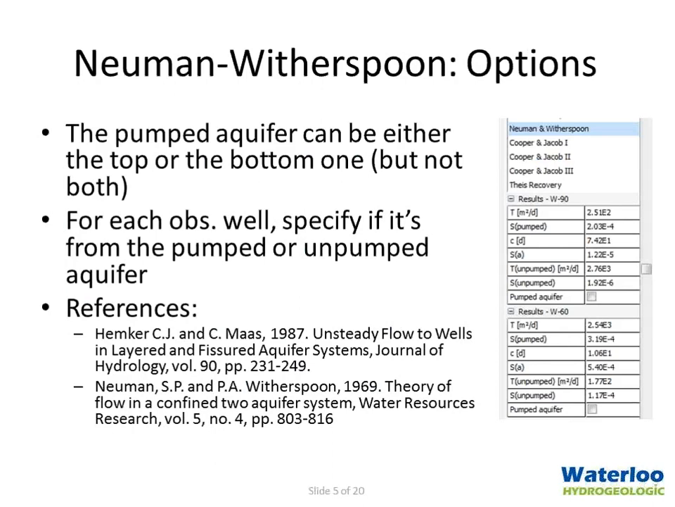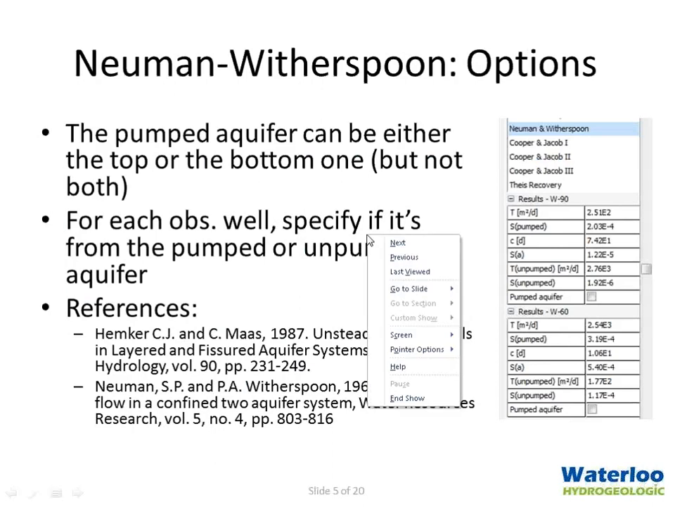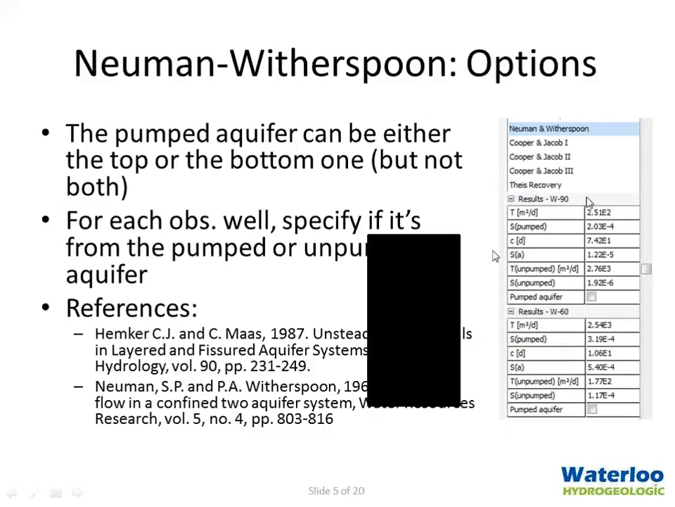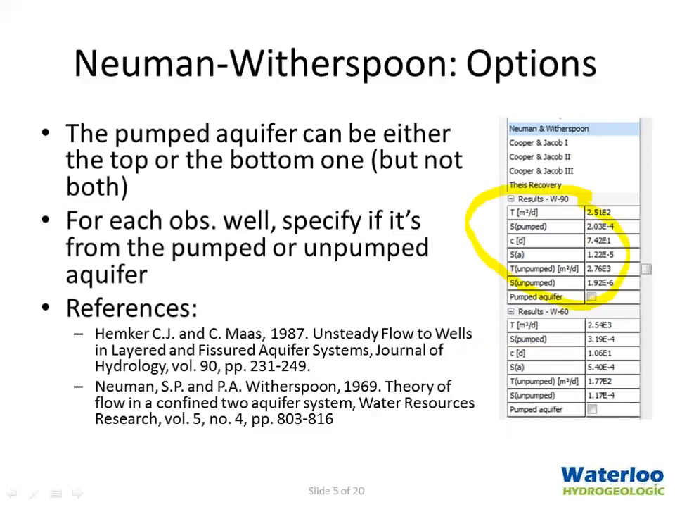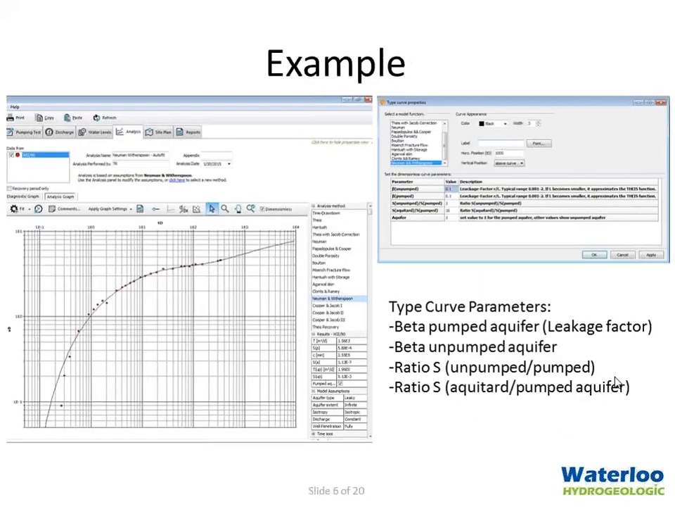And as you do the analysis and the fit, you'll see the adjustment or the estimate for the parameter values shown on the screen here. So for each observation well, you'll see those parameters I mentioned before, the T and S for the pumped and unpumped aquifer, and also the hydraulic resistance. This is the option here where you specify if the observation well is screened in the pumped aquifer or the unpumped aquifer. There's an example of this project included in the examples directory once you install AquiferTest 2015. I believe it's called 2aquifersystem.hyt. You'll see something similar to what's shown here.